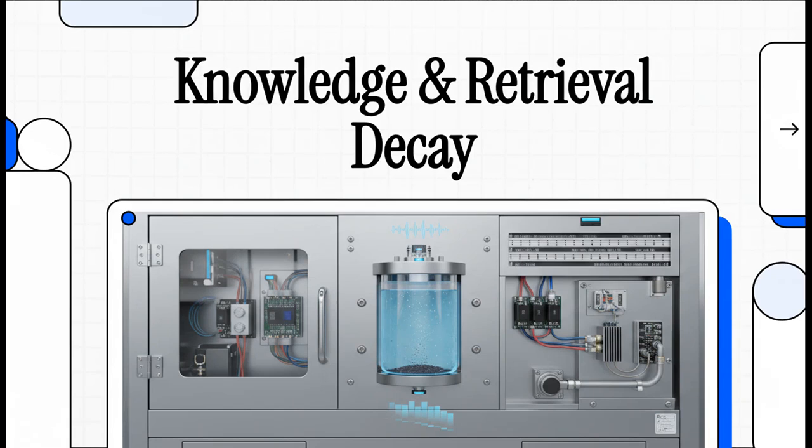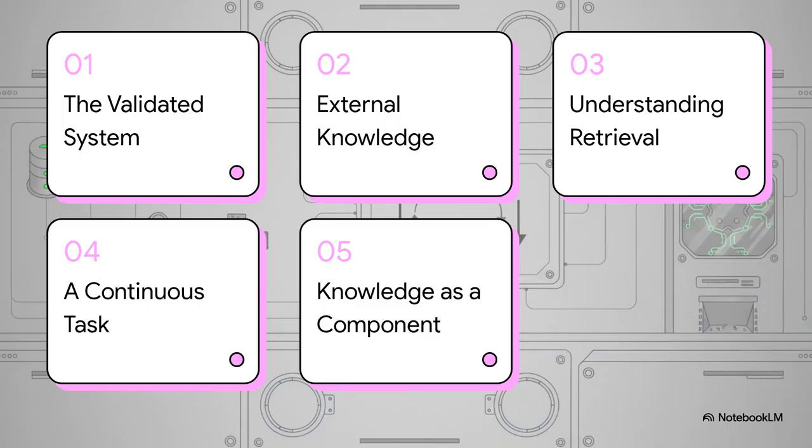So let's talk about a critical issue in AI systems that can really sneak up on you, one that often goes unnoticed until it's way too late. It's called retrieval decay, and honestly, it's this quiet but powerful force that can seriously undermine even the best, most carefully built systems.